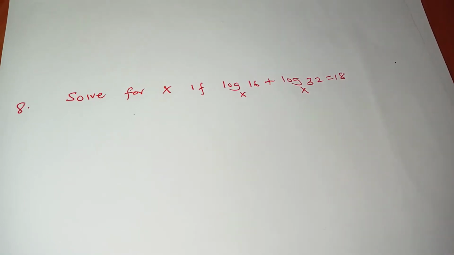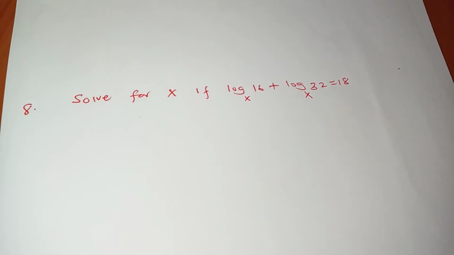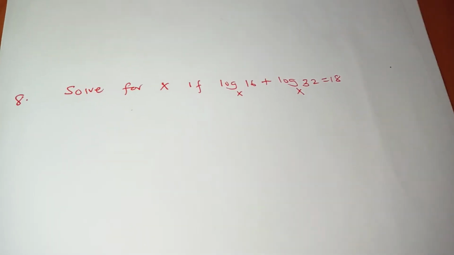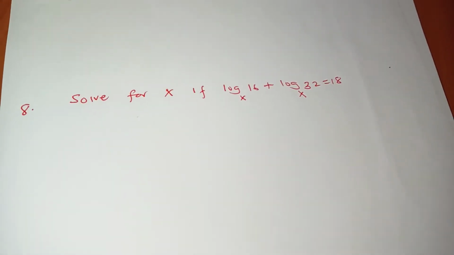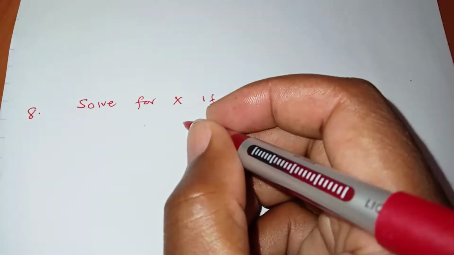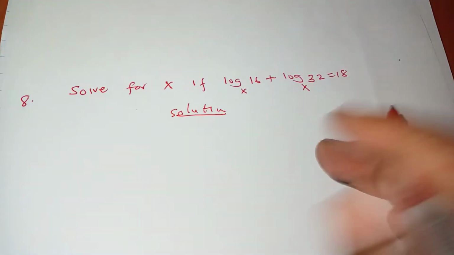Hey, this is my second video on logarithms. We have a problem here. Solve for x: if log of 16 to base x plus log of 32 to base x is equal to 18. Okay, so the solution to this one is right here. So we are going to solve this problem.